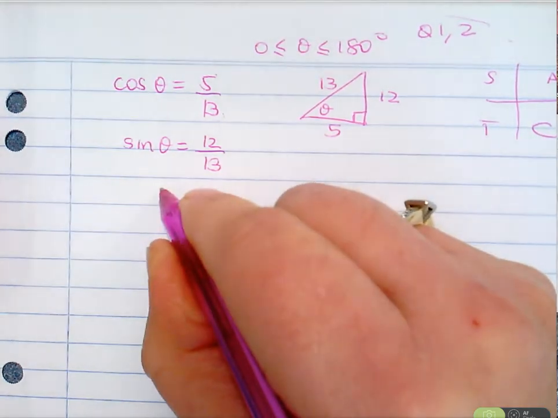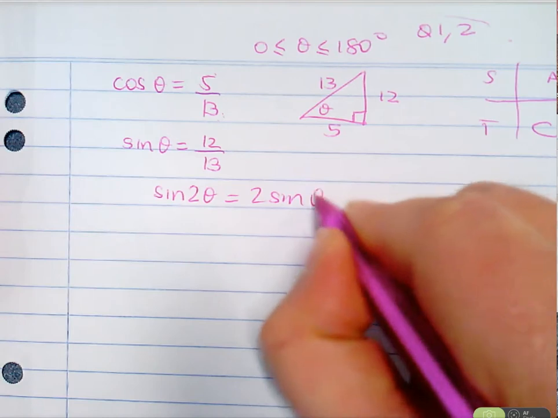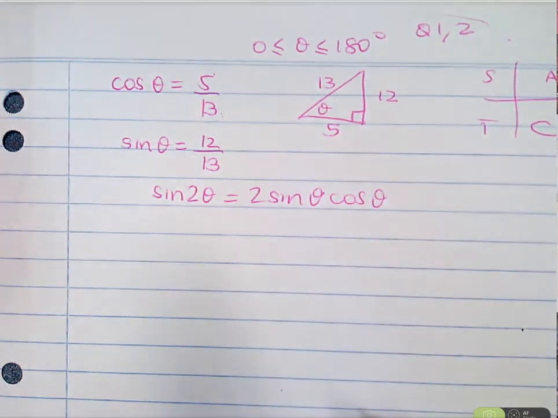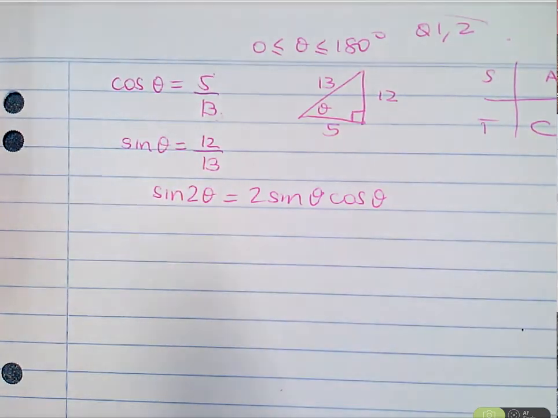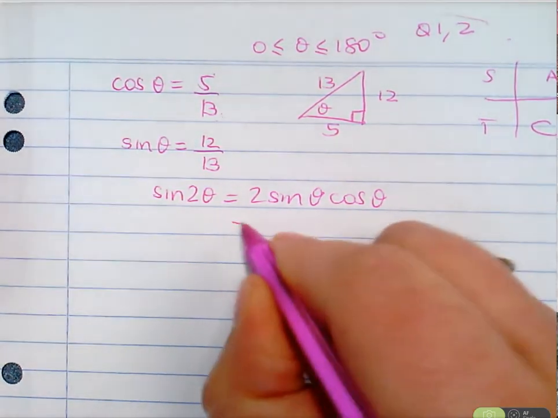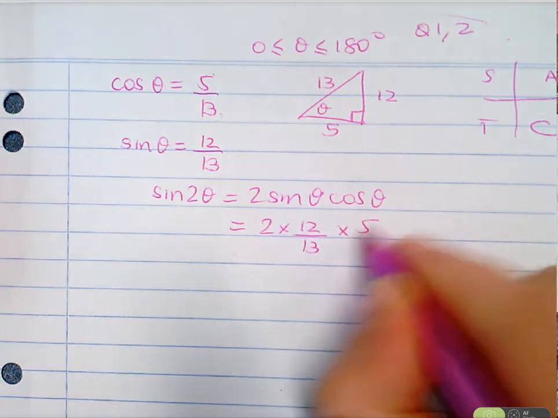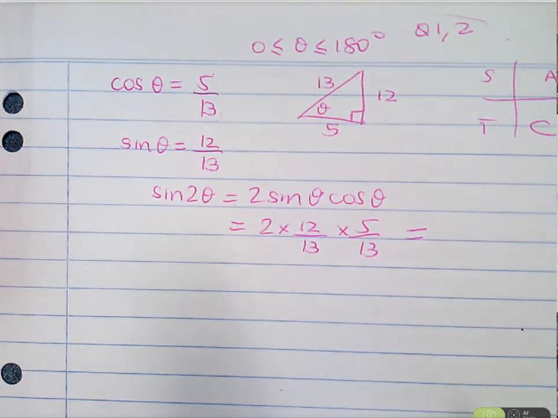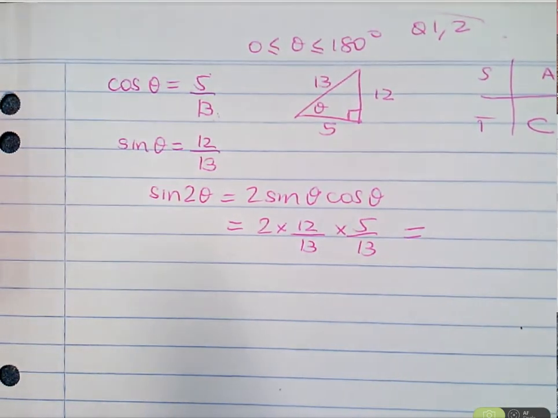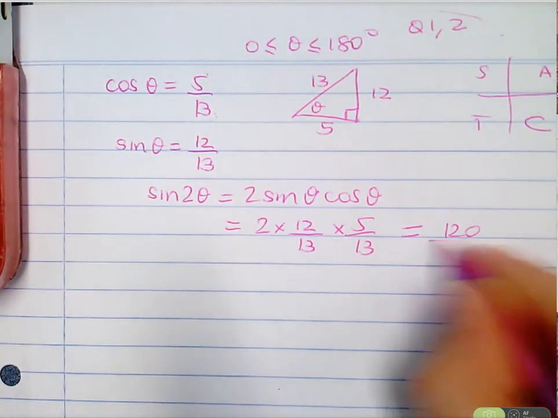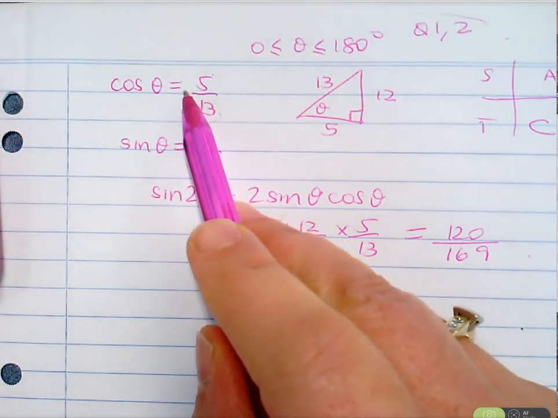And you have to come up with sine 2 theta. It is 2 sine theta cos theta. You don't go and double anything. You don't find the sides of the angle, double it and do sine of it. You do it like this. So it's 2 times whatever sine theta is times whatever cos theta is. That gives 120 on 169.